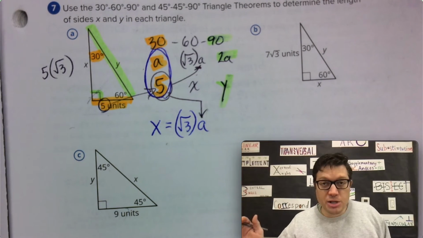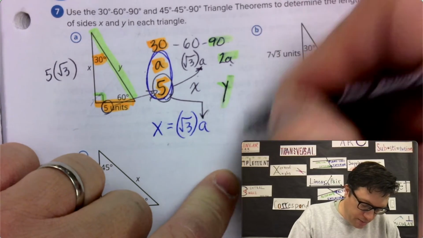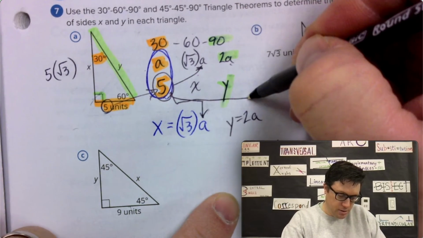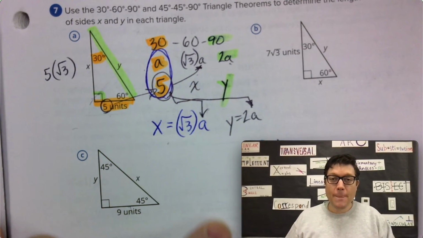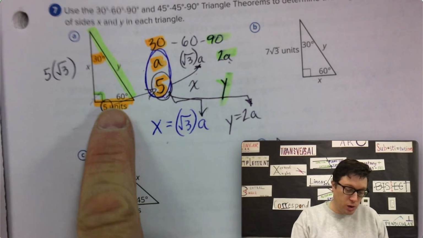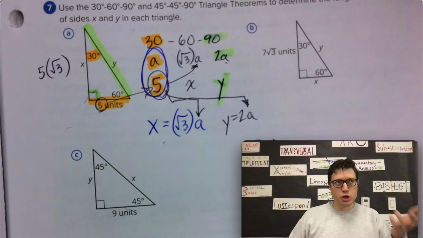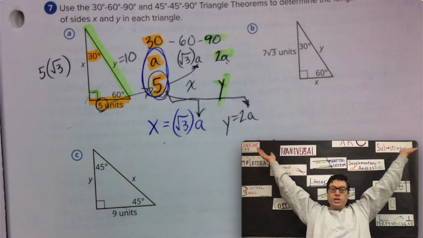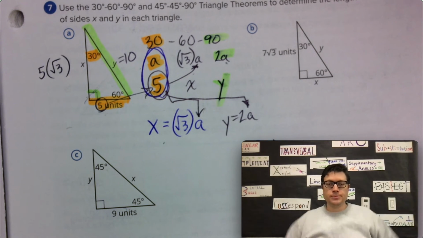I should have gone with the easier one. A becomes a 5. So the 5 goes right there. That's the double relationship of the short leg to the hypotenuse. So if the short leg is 5, the long leg is 10. We're done with that question.